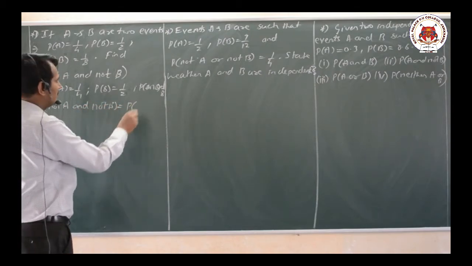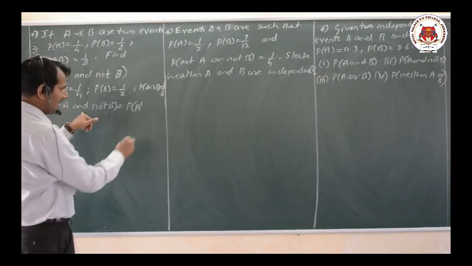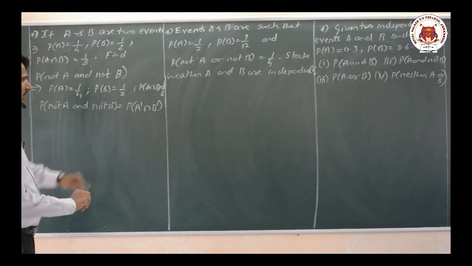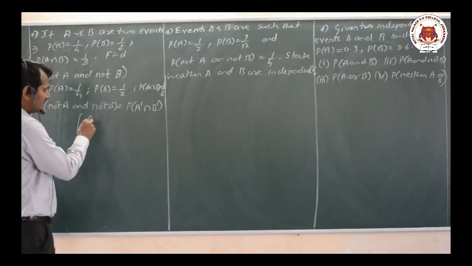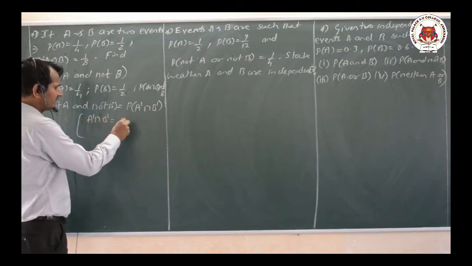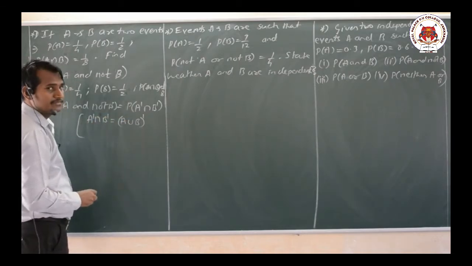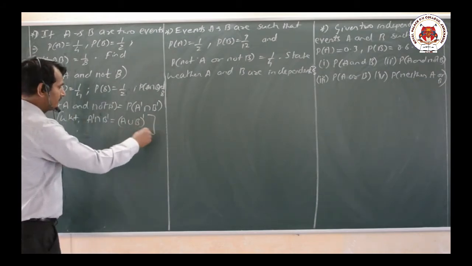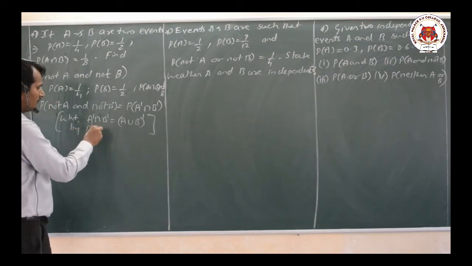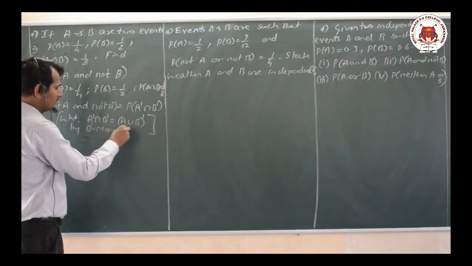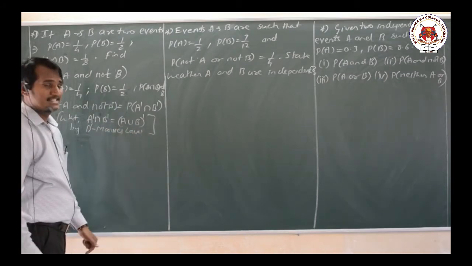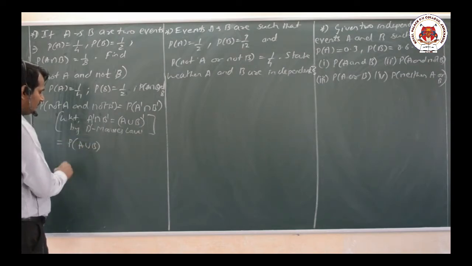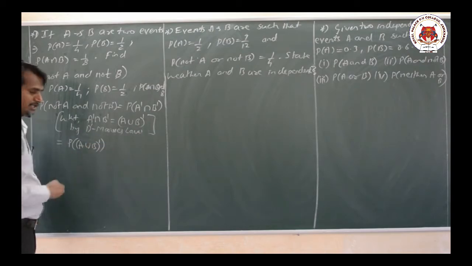P of not A means A complement, and it is always intersection, and not B means B complement here. We know one rule, that is De Morgan's law: A dash intersection B dash is equal to A union B whole dash. That property we will make use of here. We know that by De Morgan's law, that you have studied in the first PUC set theory chapter. According to that, I can write P of A union B whole dash.